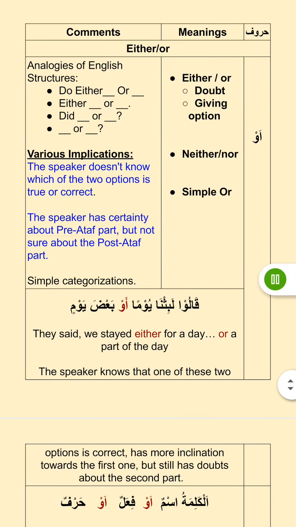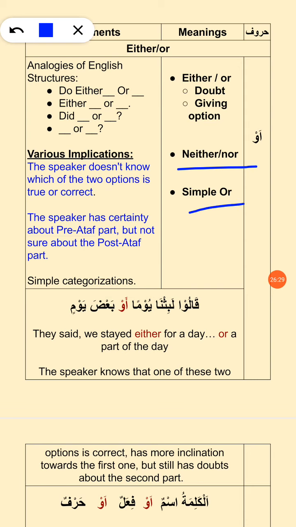And of course, neither-nor can also be used here, and that would mean a negative sentence. Simple or: did this happen or this? And either do this or this. So you're giving the other person an option.